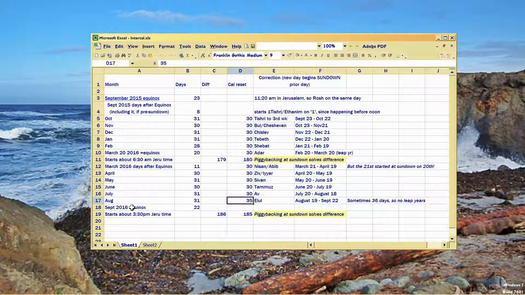Well, the September 2016 equinox occurs at 3:30 p.m. Jerusalem time. So again, it's the same thing. At sundown, even though it's still the 22nd, you're going to call it the 23rd and begin your calendar that way. So you see, there's a very short difference. But because you piggybacked at sundown on the prior day, that difference doesn't matter.